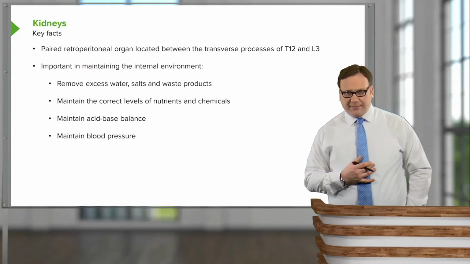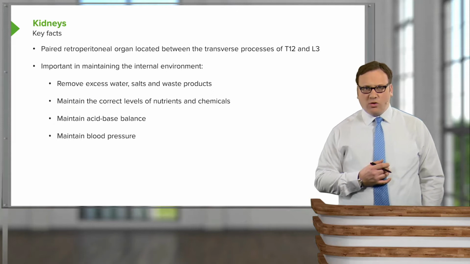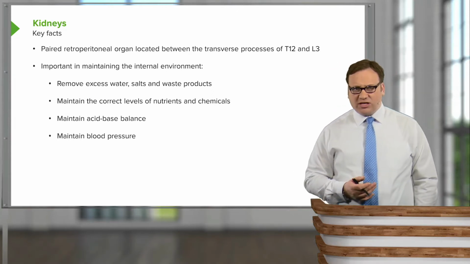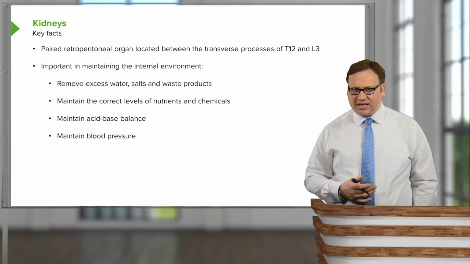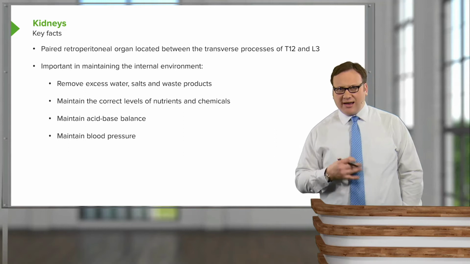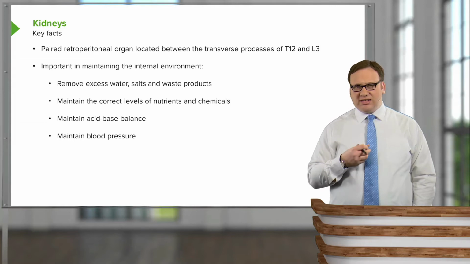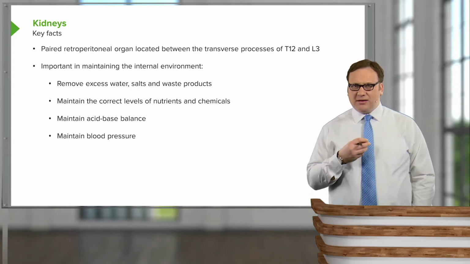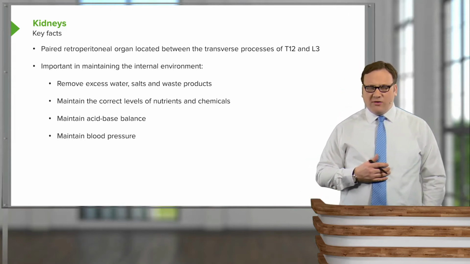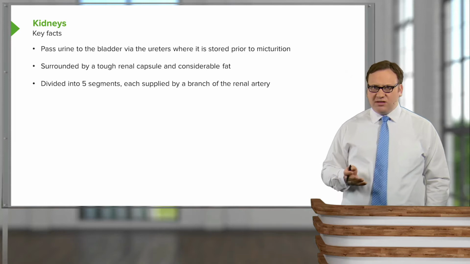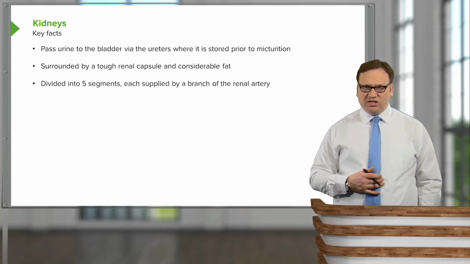So some key facts about these organs. The kidneys, as I've mentioned, are a paired retroperitoneal organ located between the transverse processes of T12 and L3. They're important in removing excess water, salts and waste products and maintaining the correct level of nutrients and chemicals in the blood, maintaining this acid-base balance and maintaining blood pressure by regulating the amount of water we have within our body. They pass urine to the bladder via the ureters, and then within the bladder it's stored prior to micturition.